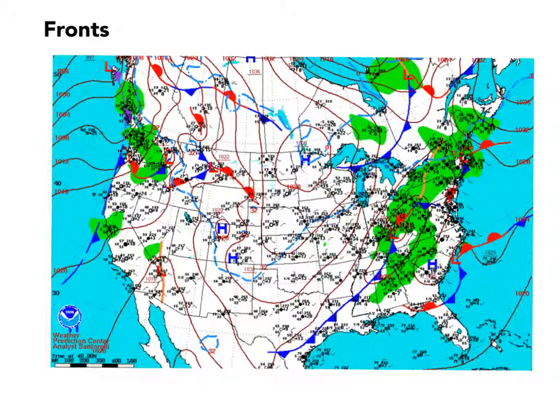Fronts. In northwest Washington, there is an occluded front. In Texas, Louisiana, Alabama, and Arkansas, there is a cold front. Off the east coast, there is a stationary front. As the warm air masses rise, it condenses and forms clouds. A warm front brings gentle rain, light snow, followed by milder, colder weather.